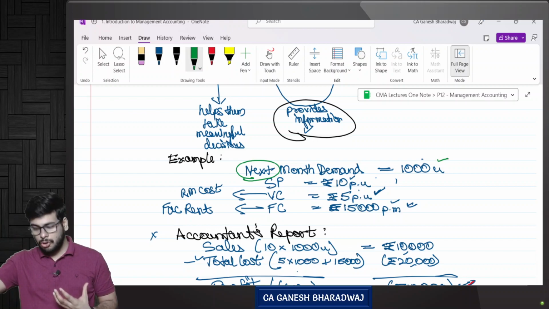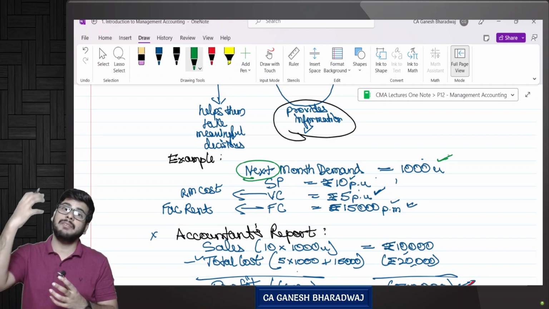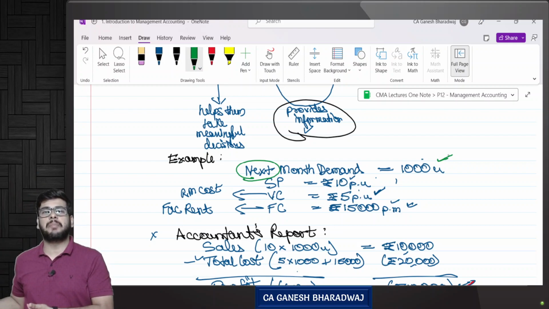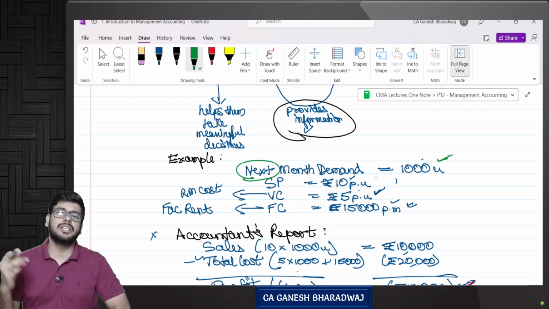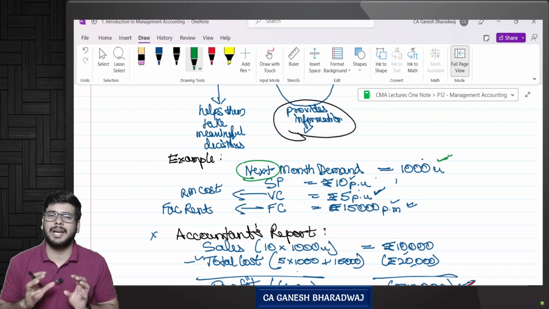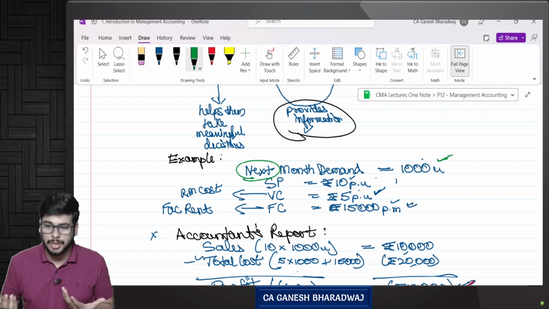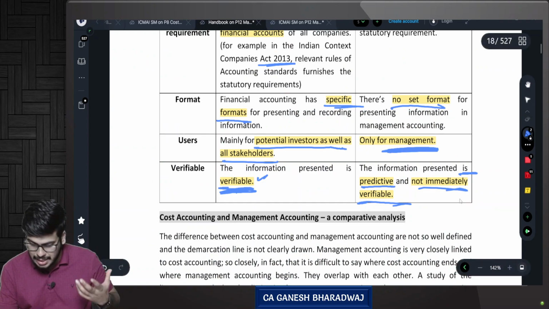Now, how do you know that, sir, next month 1,000 units will be the demand? Maybe for me to arrive at the predictive figure, I used the past data: generally during this month, what could have been the demand for the past 5 years. I would have analyzed, and I would have also adjusted for the COVID issue and all that, and I would have arrived at a prediction. So this cannot be immediately verified.